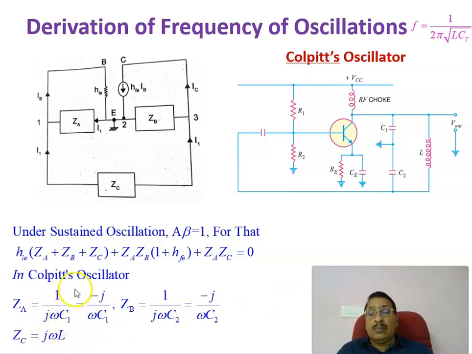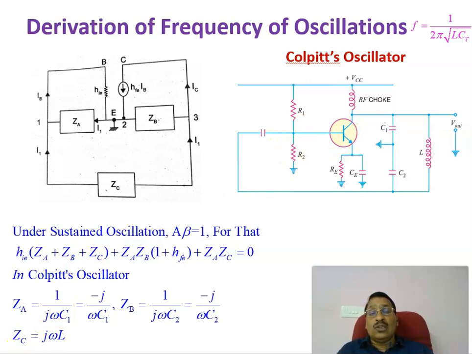Multiplying j in numerator and denominator, you can get minus j by omega C1. Similarly, what is ZB? ZB equals 1 by j omega C2, or minus j by omega C2. Similarly, what is ZC? ZC is across the inductor, whose impedance is given by omega into L. That is j omega L. So ZC equals j omega L.